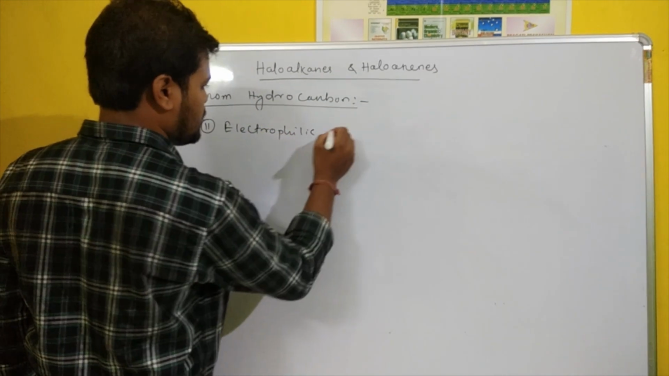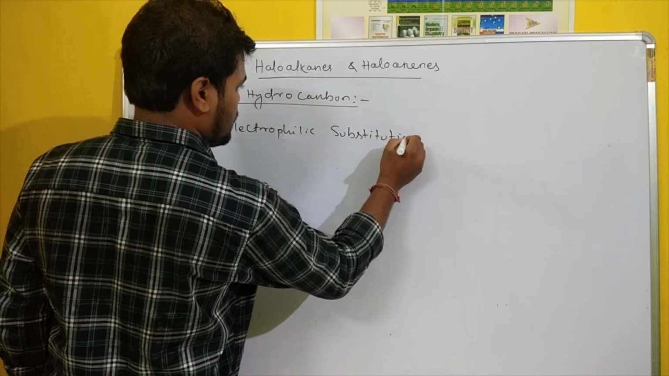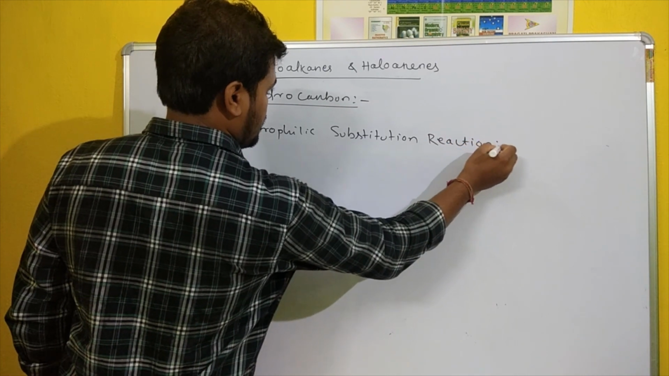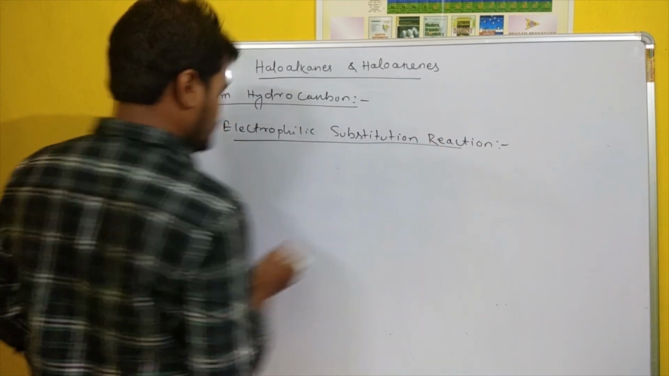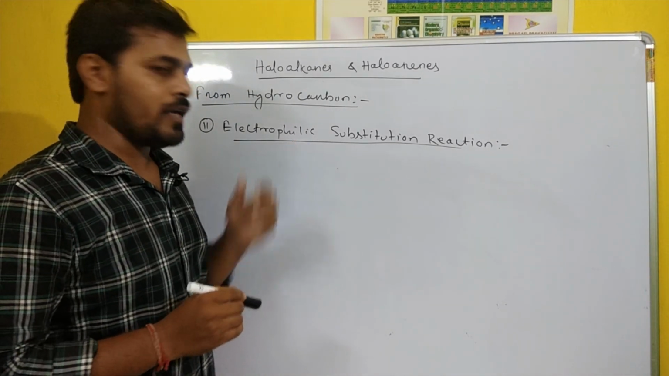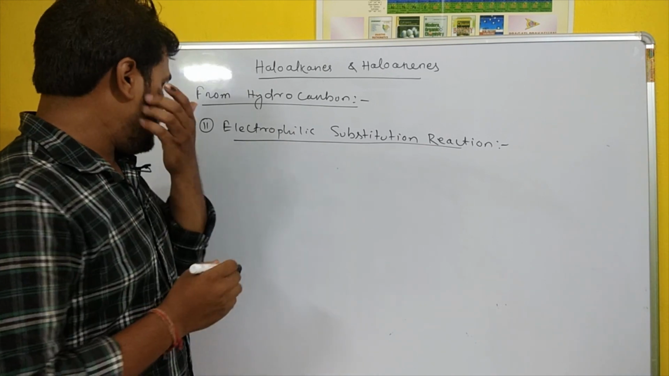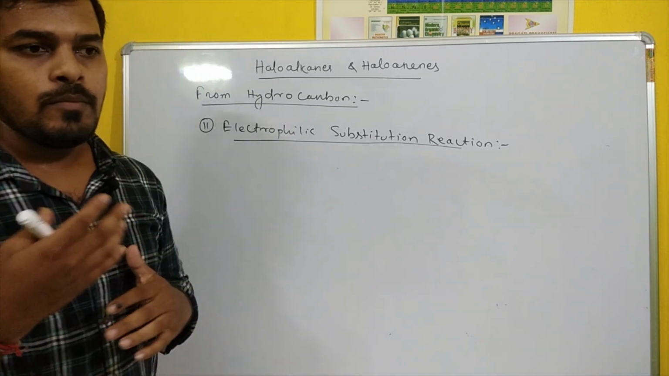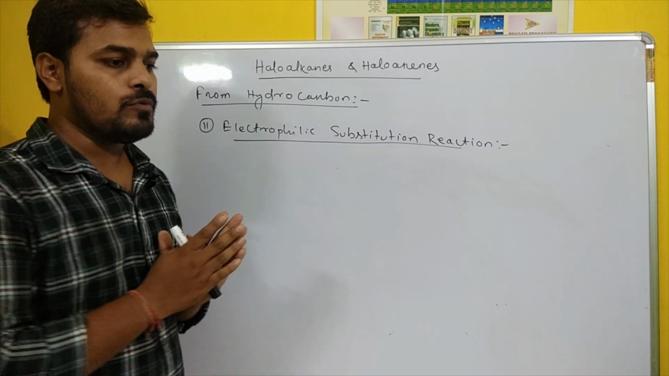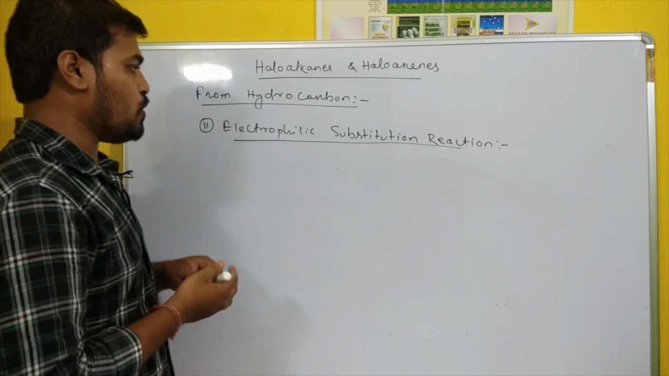Next reaction is electrophilic substitution reaction. First of all, we should know what an electrophile is. The electrophile is a neutral or positive atom or group of atoms which can accept a pair of electrons in its vacant orbital.